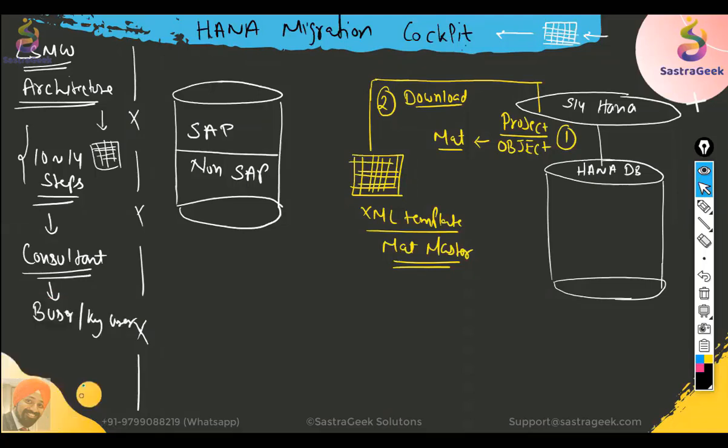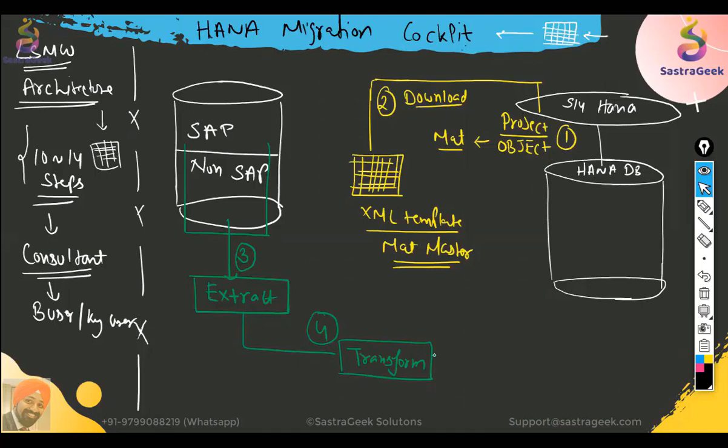Once that part is done, whether it's a SAP system or non-SAP system, as the third step, you need to extract the data from your legacy system. After extracting the data, as the fourth step, you need to transform the data. What do we mean by transform the data? Transform the data in your legacy system.